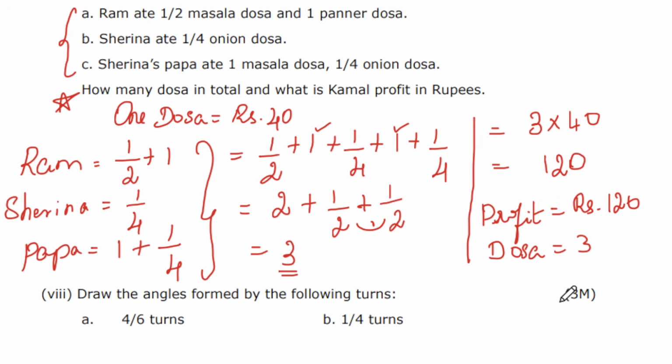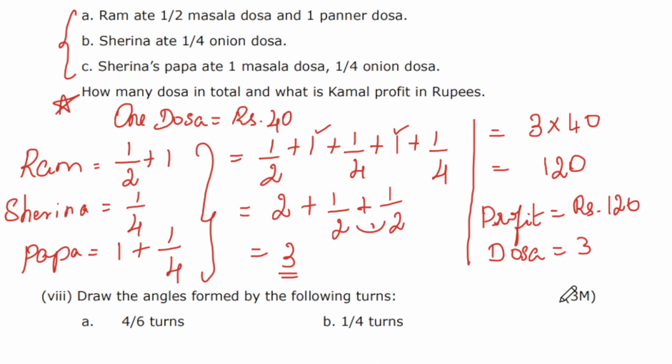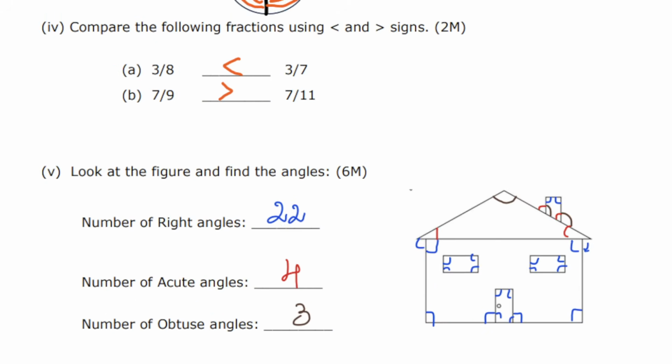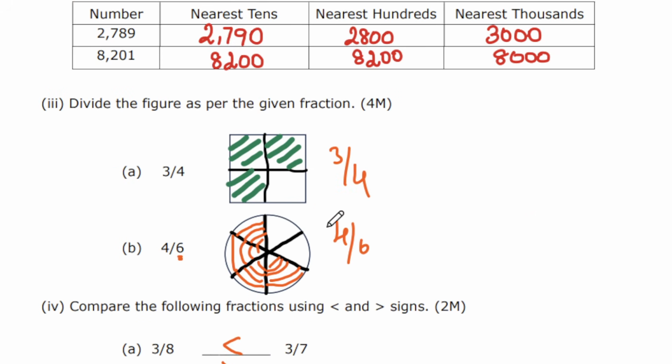Okay, next question. Draw the angle formed by the following turns. Okay, we have to draw the angles for the following turns. So we have to do 4 by 6 turns. So we already have 4 by 6 here in the figure. So here this one is the 4 by 6. So the angle here, if you see, what angle is this? This is a reflex angle.